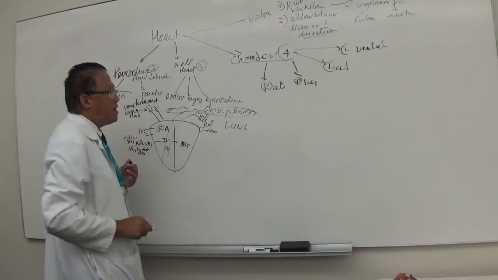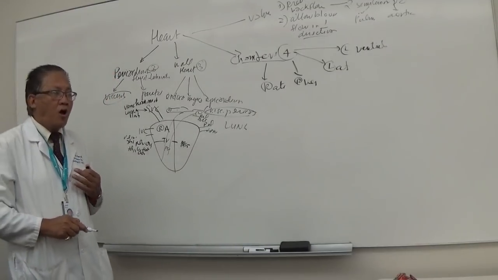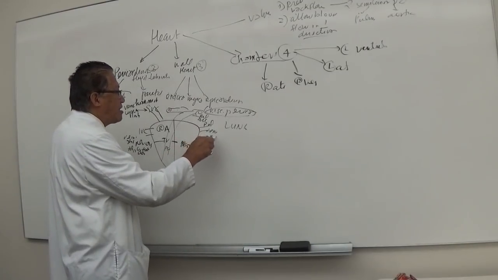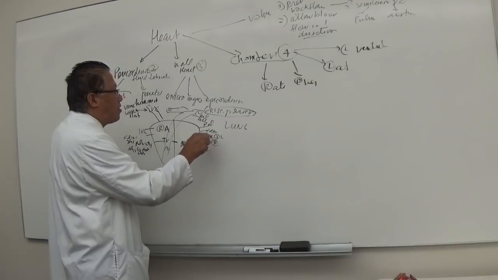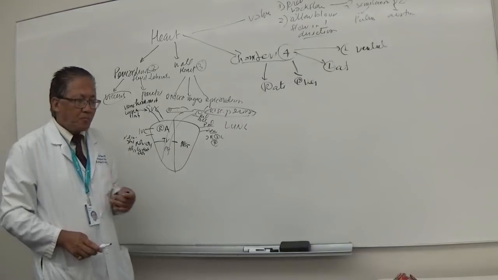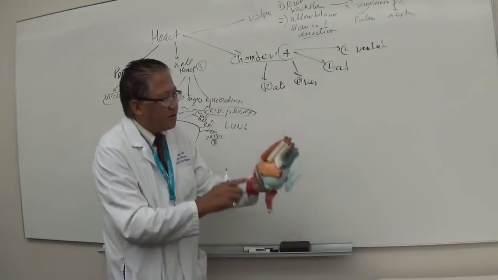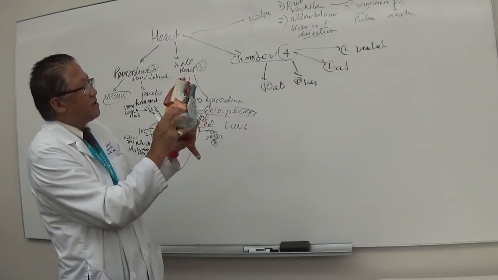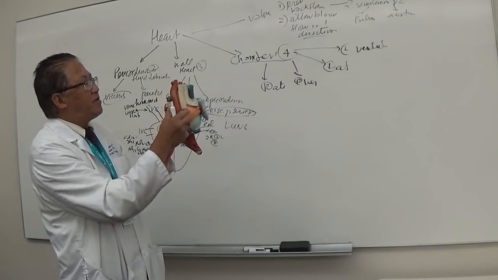How many pulmonary veins do we have? 2 for each side. 4. 2 right, 2 left, total of 4 pulmonary veins. You understand? Which you can see here, right? 2 pulmonary veins, 1 pulmonary artery, 1 pulmonary artery.